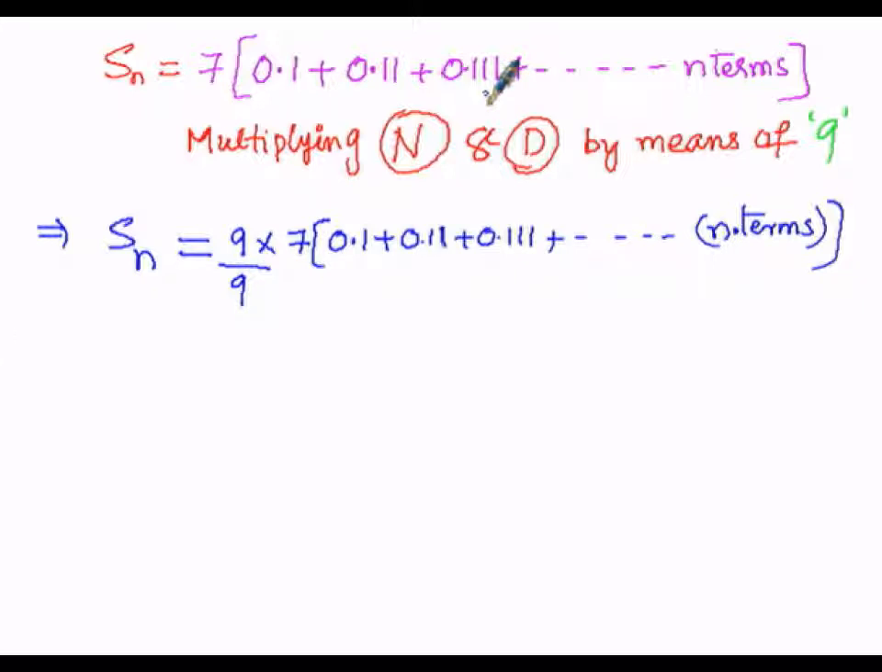Then the next logical step: S of n is equal to, I want to insert this 9 into the bracket. When 9 is inserted, we have to multiply each and every term up to n terms by this 9. Then only 7 divided by 9 is left over, so I write it as 7 divided by the denominator 9. Then bracket, and this 9 is multiplied with each and every term, in this manner. So 9 into 0.1, that is 0.1 into 9, is 0.9.